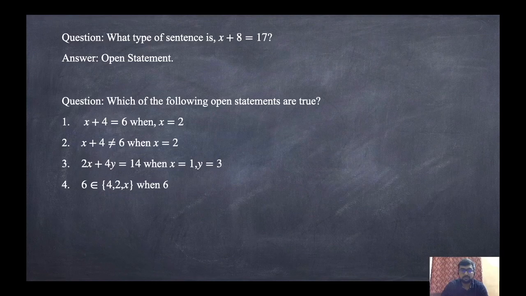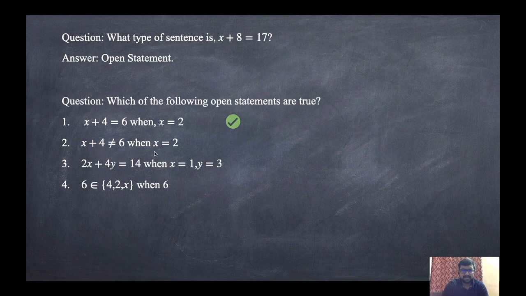So we all know these are all open statements. Now we want to find whether they are true or not. If we put x equals 2 here, then it will become 2 plus 4 equals 6. And yes, it is correct. 6 equals 6. So it is true. First one is true. Now second one.